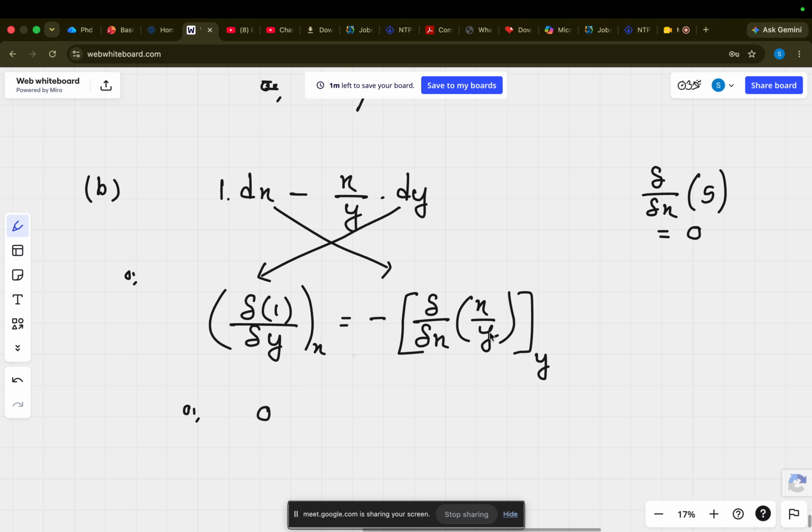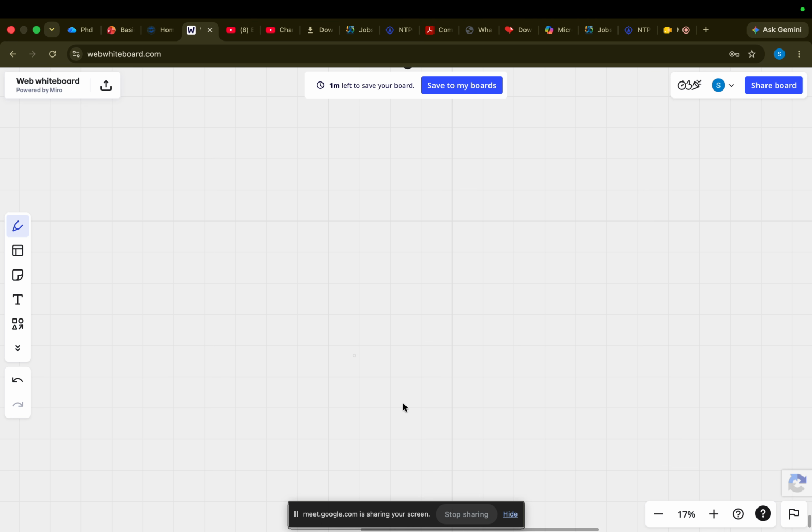And here y is constant, so 1 by y will come out of the bracket. So I will get minus 1 by y, then del x by del x, or d/dx of x, which is only 1. So again 0 is not equal to minus 1 by y. Yes, sir. So again it is not an exact differential. Now this one you just try by yourself: y into dx minus x into dy.